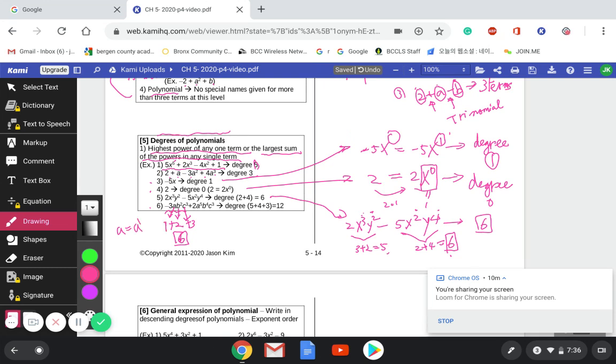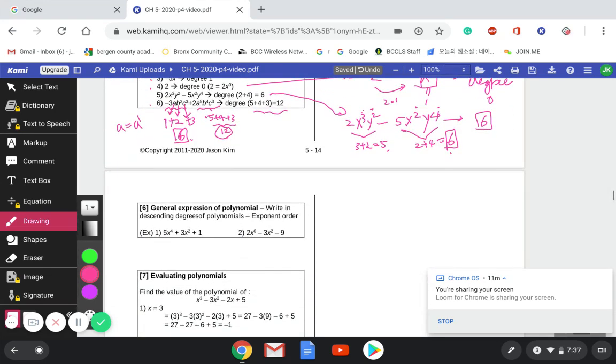Okay. Now the degree of the second term would be 5 plus 4 plus 3. So adding them together, 9 plus 3 is 12. So 12 is bigger than 6. So the degree of this particular polynomial in number 6 is 12. Okay, so everybody understands the degree of a polynomial? Okay. Now, next topic.